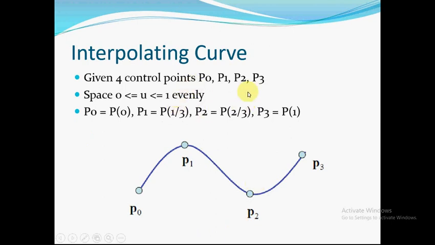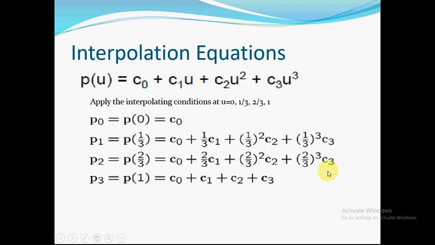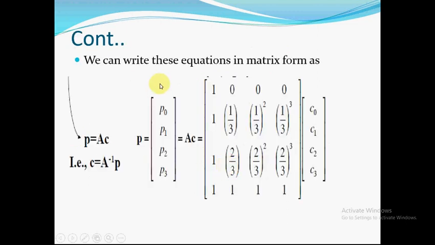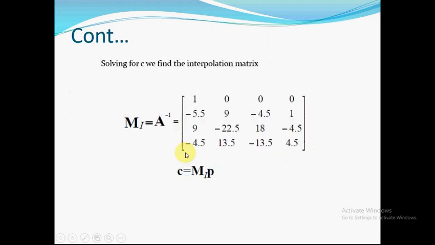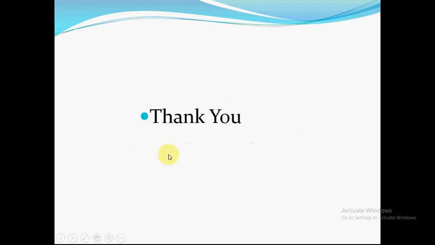Now given 4 control points p0, p1, p2, p3, with u in the space between 0 and 1: P0 = 0, P1 = 1 by 3, P2 = 2 by 3, P3 = 1. These are the sample points. Now the interpolation technique starts: P(u) = C0 + C1u + C2u squared + C3u cubed. Applying the interpolation conditions 0, 1 by 3, 2 by 3 and 1, P0 = C0 and P1 = 1 by 3. These are the points we put in, so we get a matrix, and from this matrix we can easily generate the interpolation curve.